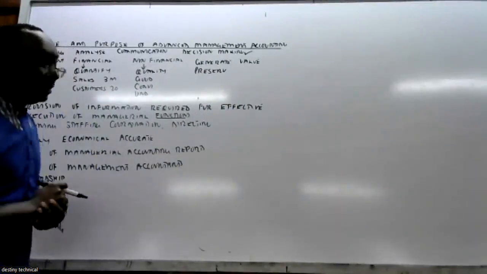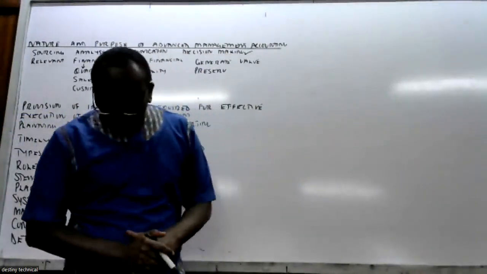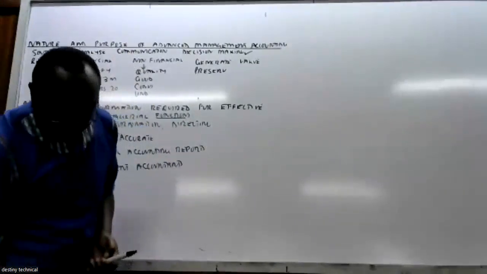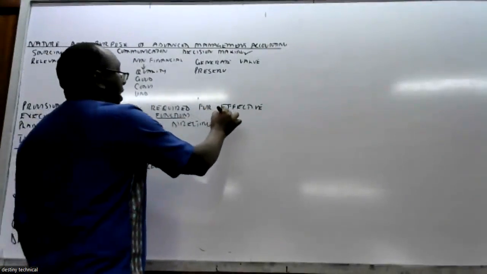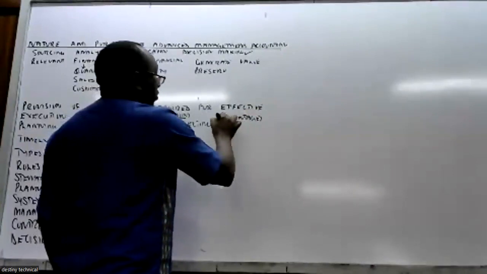The other thing is decision making. So as a management accountant, you are called upon to ensure that there is the aspect of decision making. We will be looking at decision making in a while, so let me not overdwell in that. Let me not preempt. Now, what are the advantages of management accounting? If your company is doing management accounting, what are the advantages that you can enjoy?